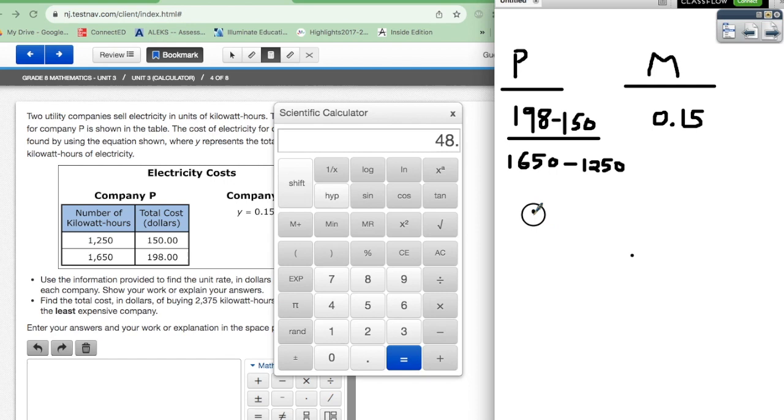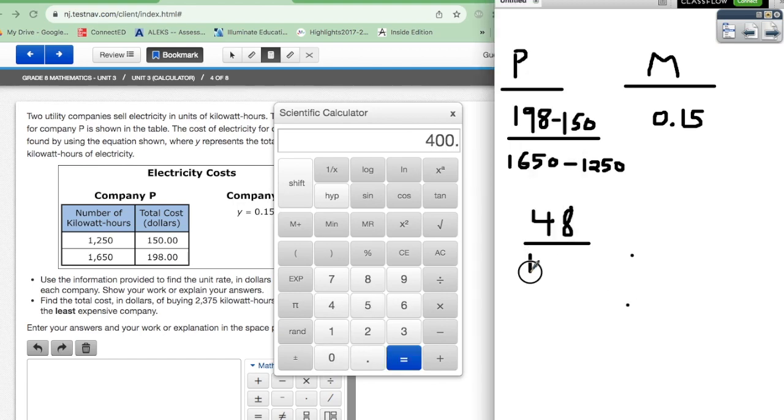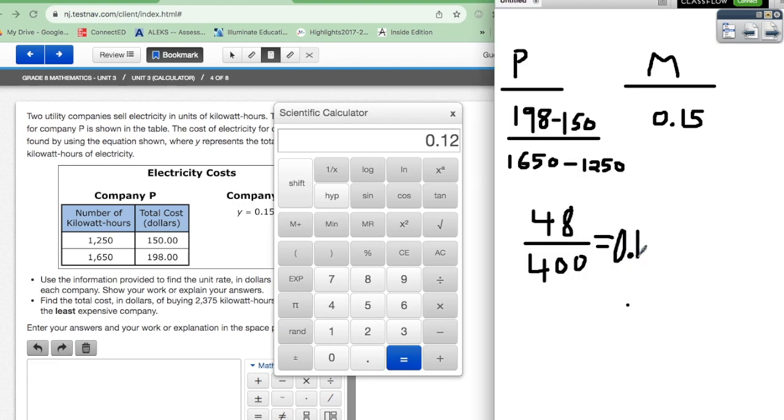All right, so I got 48 in the numerator divided by 1650 minus 1250. So 1650 minus 1250, 400. So remember, I want to divide these, and I'm going to get some sort of decimal because 48 is much smaller than 400. So 48 divided by 400, 0.12. So this one is 12 cents for a kilowatt hour.